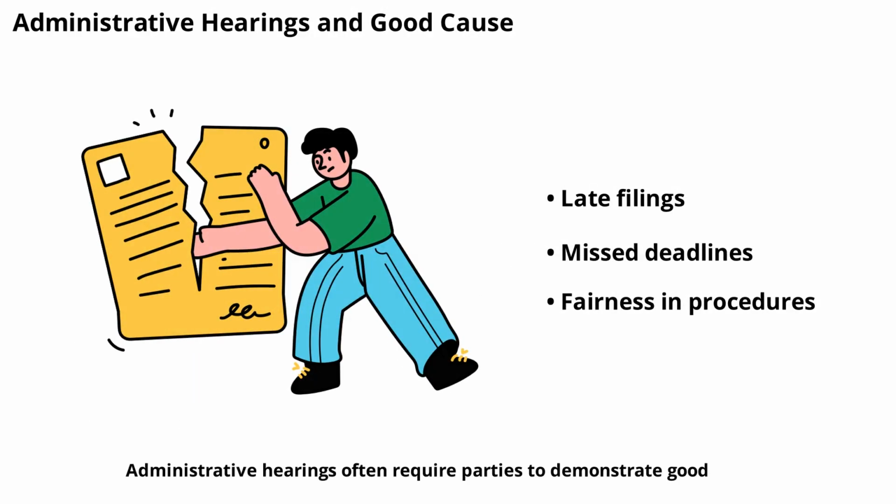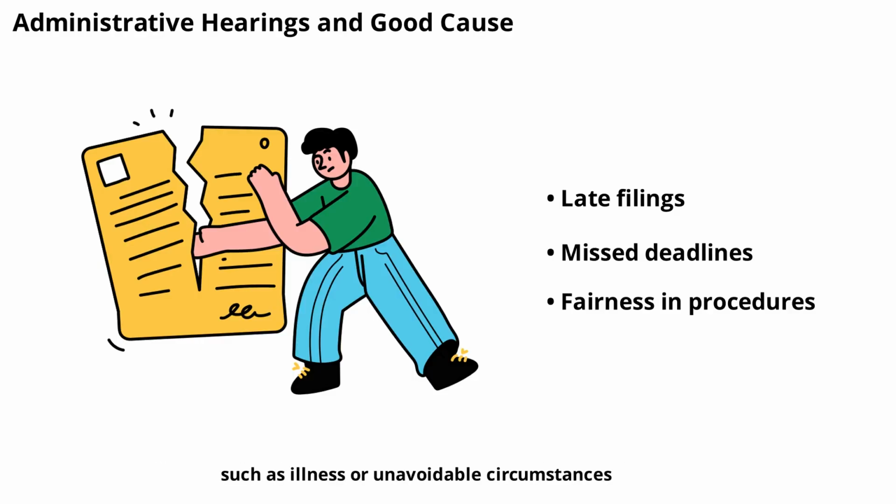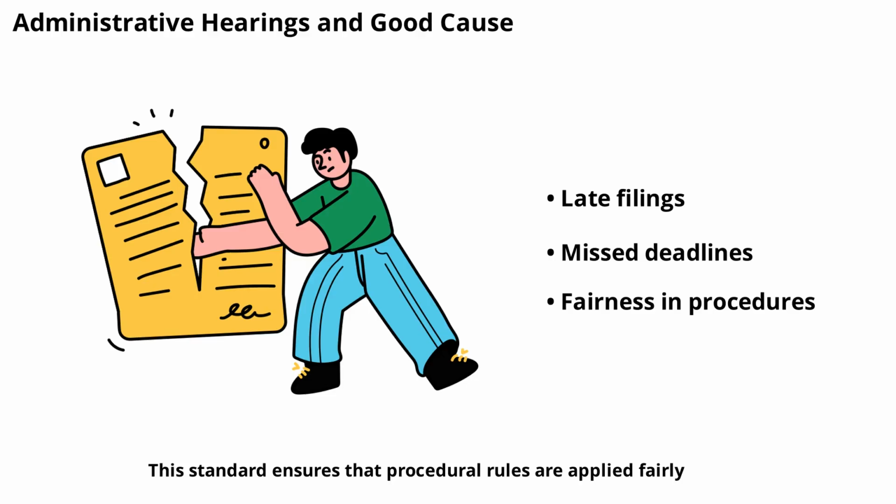Administrative hearings often require parties to demonstrate good cause for actions like late filings or missed deadlines. For example, if someone misses a deadline to appeal a decision, they may be allowed to proceed if they can show good cause, such as illness or unavoidable circumstances. This standard ensures that procedural rules are applied fairly, without penalizing people for circumstances beyond their control.